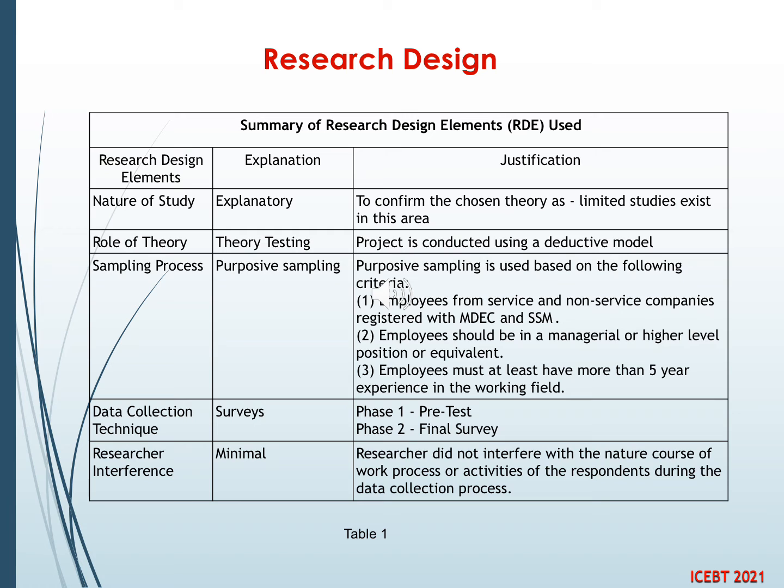The table provides a summary of the research design elements used for this research, where we can see that the nature of the study is explanatory, the theory used is theory testing, and we are using purposive sampling, and the data collection technique used is survey, which was divided into 2 phases: pre-testing and final survey. And the interference of the research is very minimal, or we rather can say no interference occurred during the course of work process or activities collecting data.